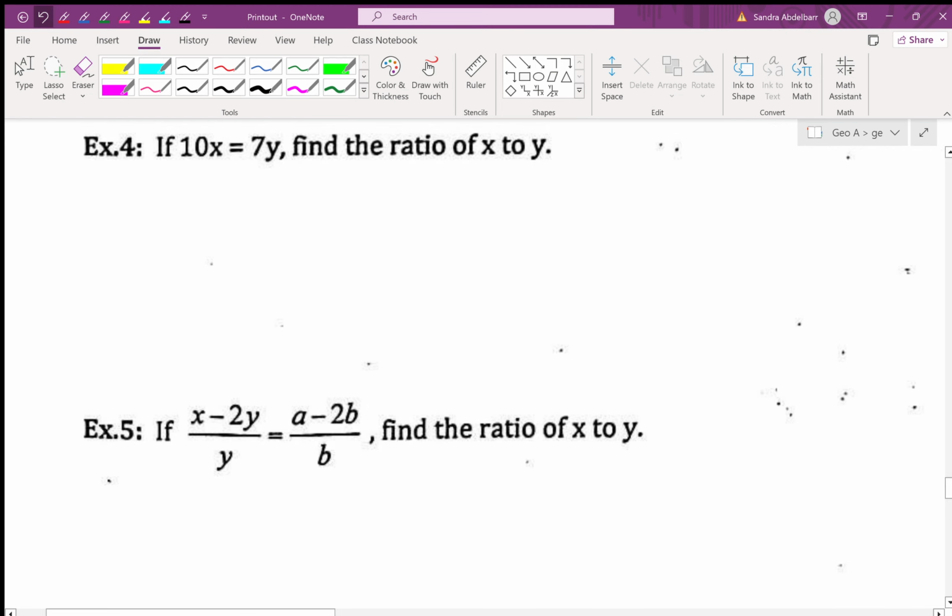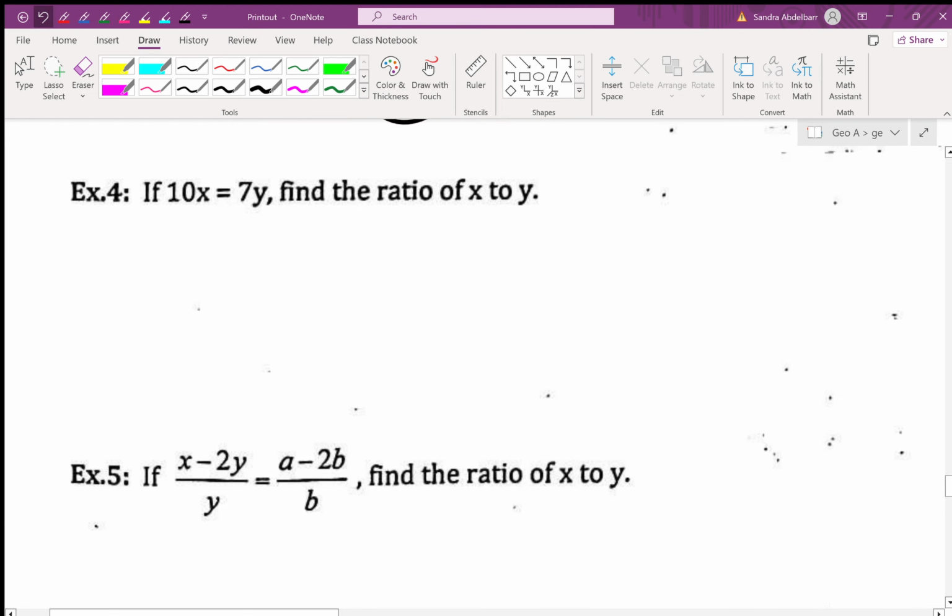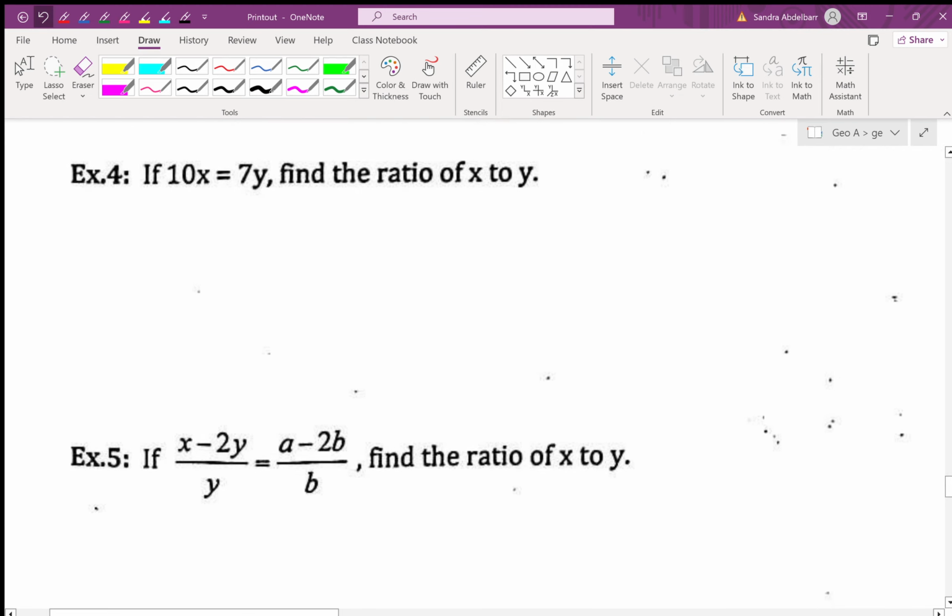Okay. If 10x equals 7y, find the ratio of x to y. I'm going to show you 2 different ways to do this. I do not care which method you choose. First method, a little bit longer. 10 times x equals 7 times y. Do you agree? 10x is the same as 10 times x, and 7y is the same as 7 times y.